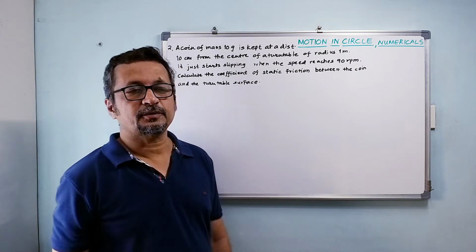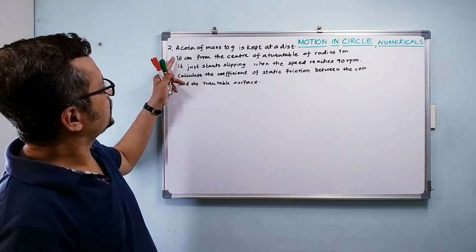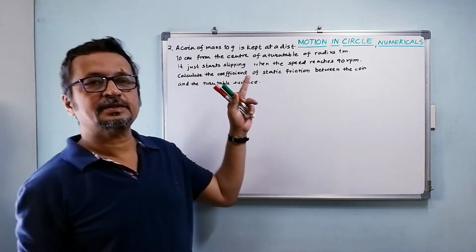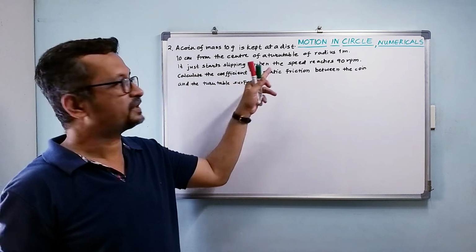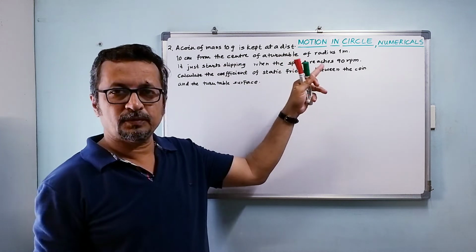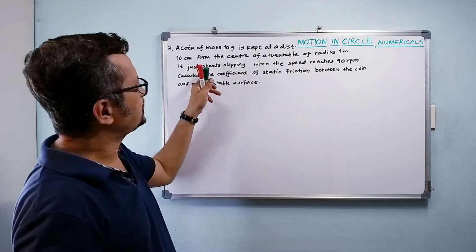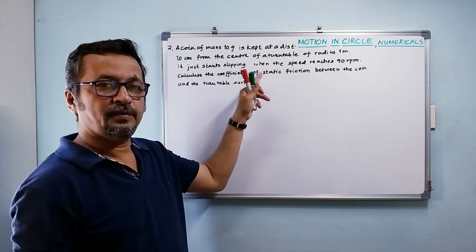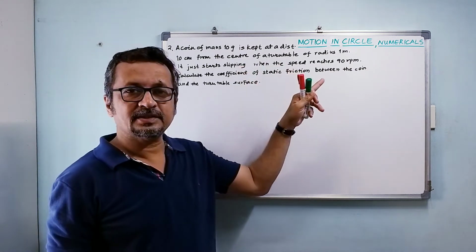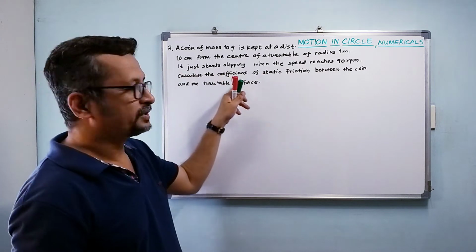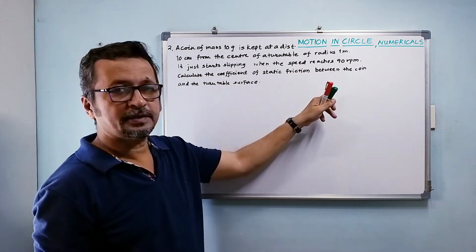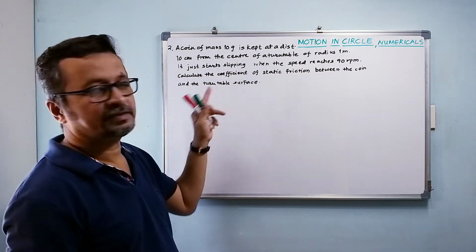Now let us do this second problem. Let's read it out. A coin of mass 10 gram is placed at a distance 10 centimeter from the center of a turntable of radius 1 meter. It just starts slipping when the speed reaches 90 rpm. Calculate the coefficient of static friction between the coin and the turntable surface.